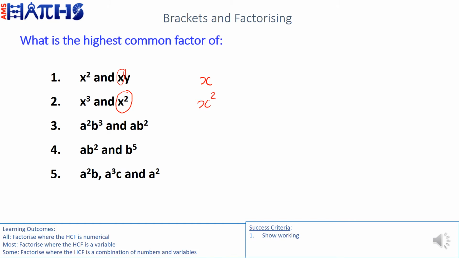What I want you to do for a challenge is to pause your video, try to find the highest common factor for these 3 questions, and then resume the video to check the answer.